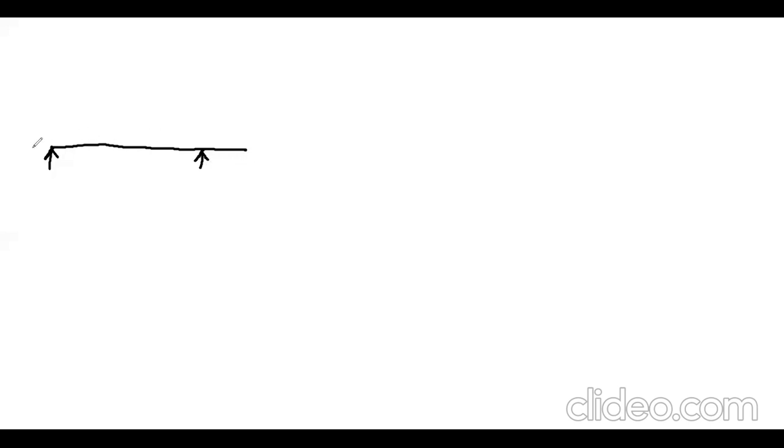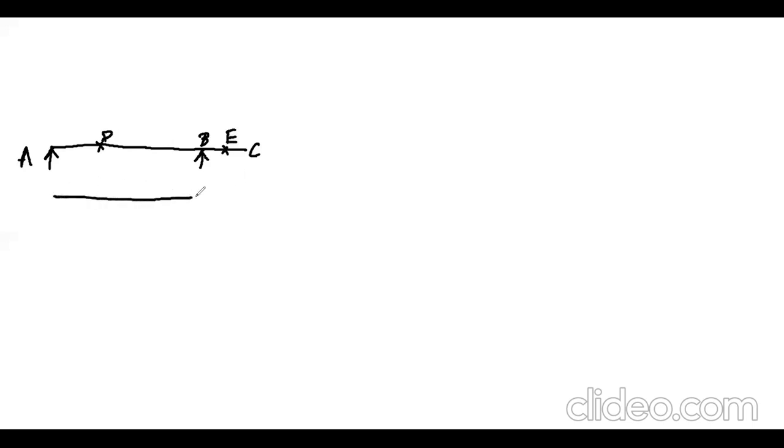I am naming this support as A and this support as B. This free end is denoted as C. Now I am making one section named D and marking another section as E.